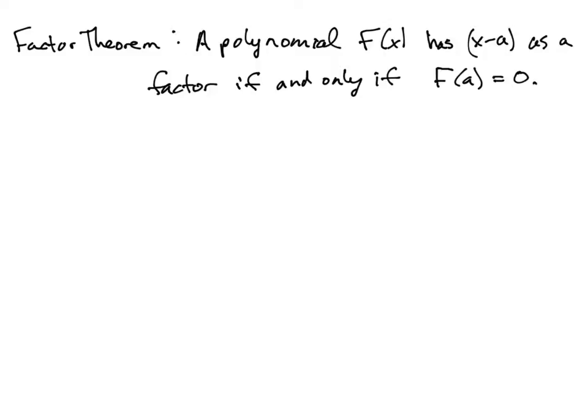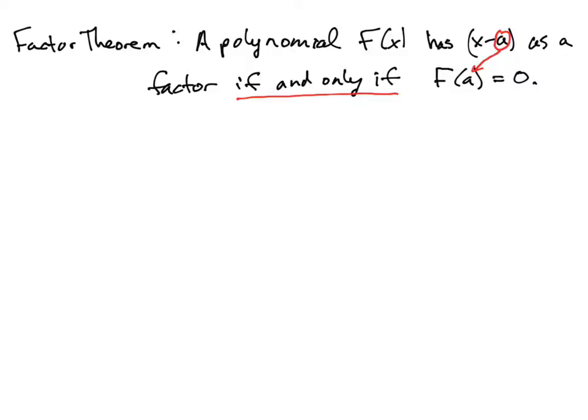Then the second theorem in this section is called the factor theorem, and that says a polynomial f of x has x minus a as a factor if and only if f of a is equal to 0. So what this is saying is, if we take that value a and input that into the function, and we get 0, that means x minus a is a factor of the function.